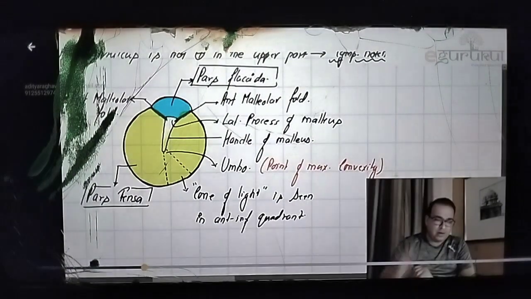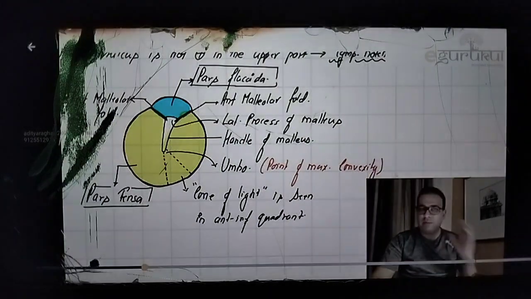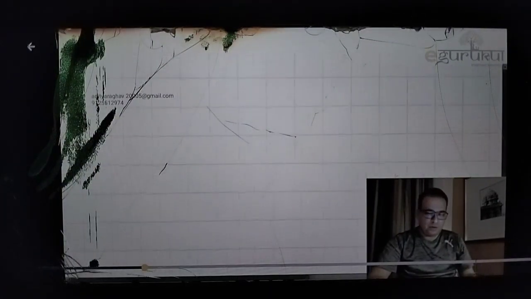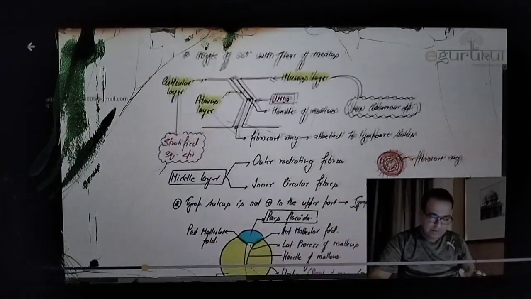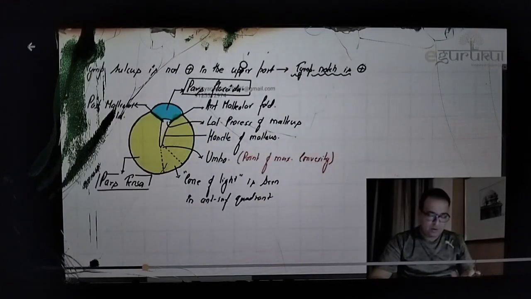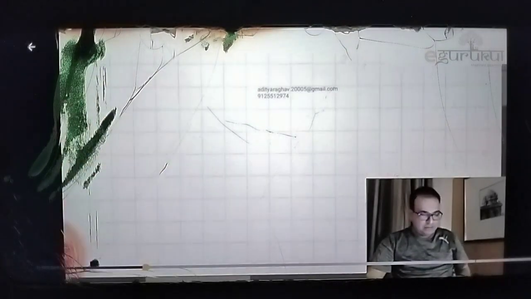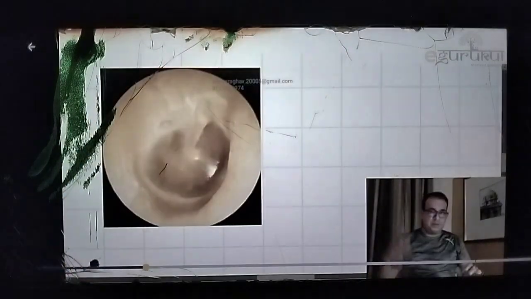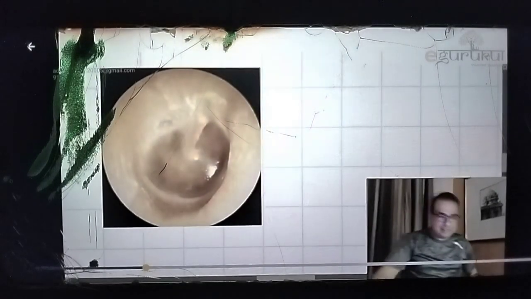Let me show you one real-time picture of the tympanic membrane. It will give you a bit of an idea of how exactly it looks if somebody is literally putting a light on the tympanic membrane. That's the cone of light, which is seen in which quadrant? Anterior-inferior quadrant. Look at that. I've saved some pictures for you. Let me just try to show it. That's a picture from the outside. Things are not as clear as when we draw them. But yes, this is how it is, guys.